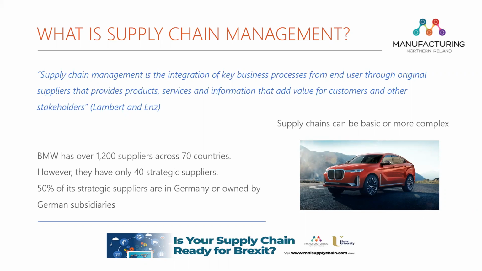Obviously, depending on your product, your supply chain can be basic or it can be more complex. It may only include a handful of suppliers, or it can include a network of suppliers and customers throughout the world. So just to illustrate this, everyone is familiar with the BMW brand, but do you know that BMW has actually over 1,200 suppliers across 70 countries globally? However, they've only 40 strategic suppliers, with 50% of its strategic suppliers in Germany owned by German subsidiaries. So it's quite an extensive supply chain network.